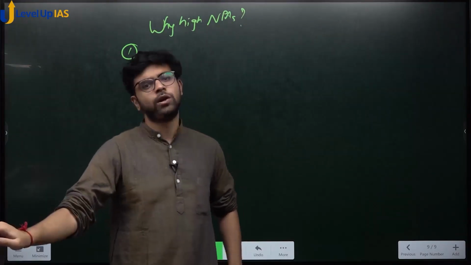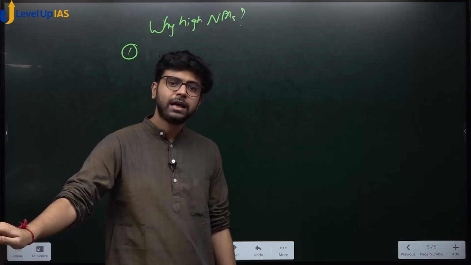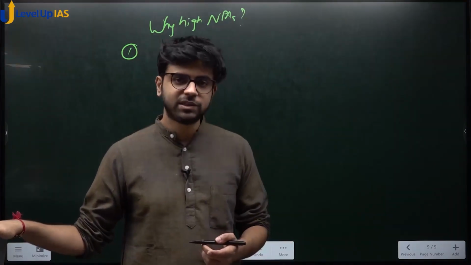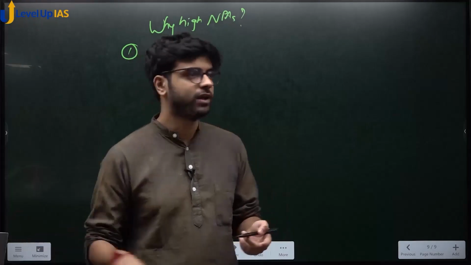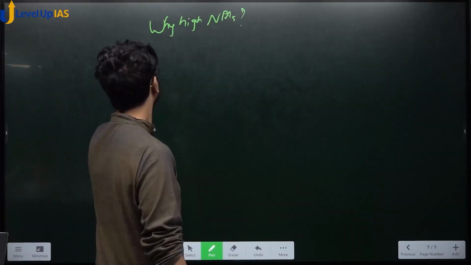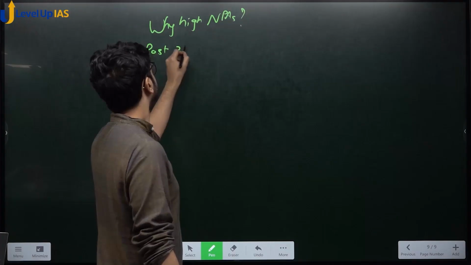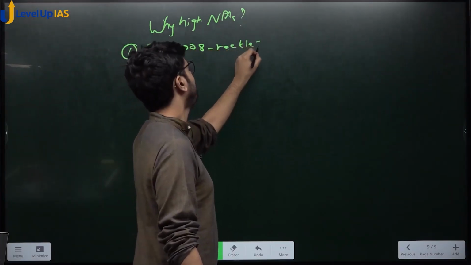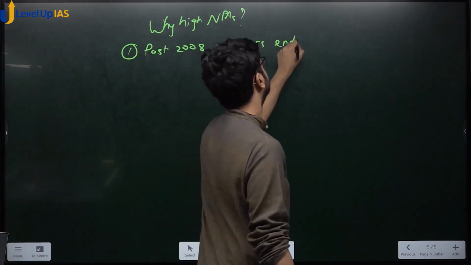Take it, whatever comes, take it. Why? Because the government was also following a stimulus. Monetary policy was also in an expansionary phase. Banks also wanted to increase their profit. So post 2008, reckless lending. Now let us look at the banks' side here.